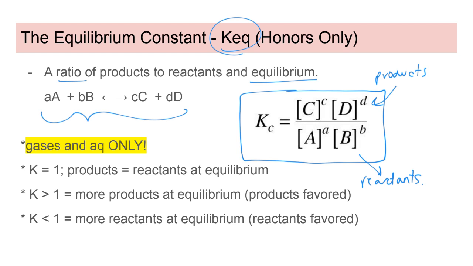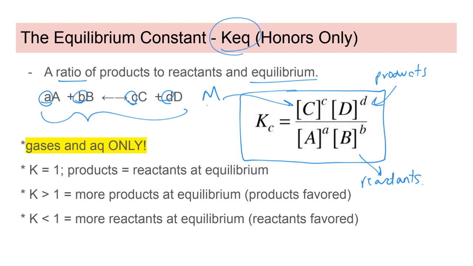And we're also going to have exponents for each of our products and each of our reactants. Those exponents are going to be determined based on the coefficient from the balanced chemical equation. So we're going to take whatever our products are, put them on the top. We're going to put them in brackets. Remember that brackets represent molarity. And so we'll be plugging in molarity here.